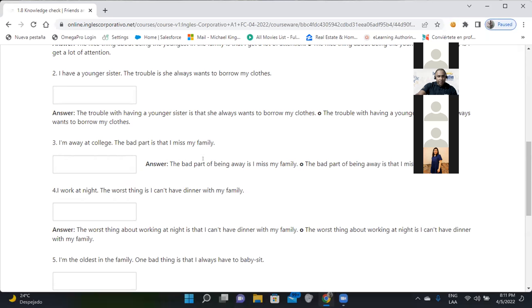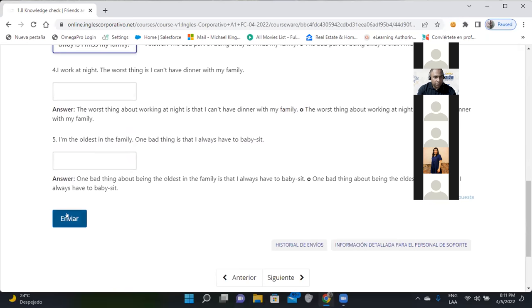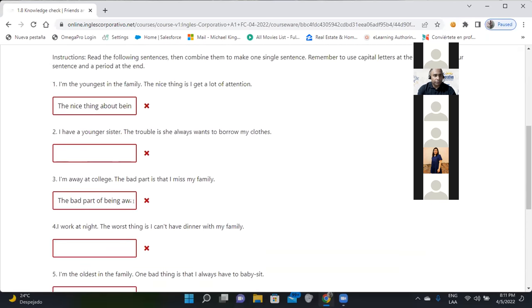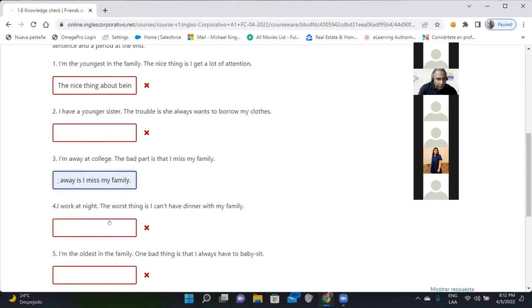Number 3 should be the bad part about being away is I miss my family. I wrote it that way, but the platform marked it bad. The bad part of being away. The bad part about being away is I miss my family. Let's see, the bad part about being away is my family. Should be like that.